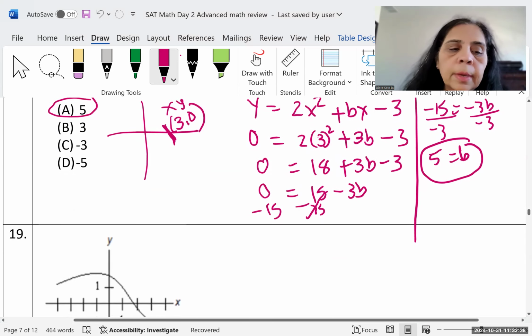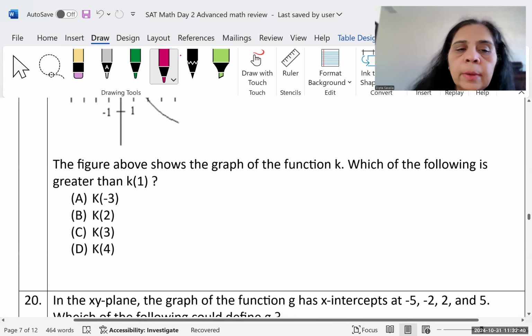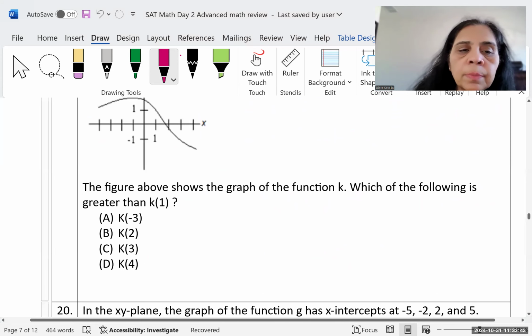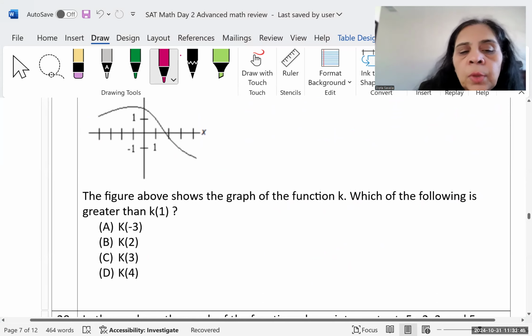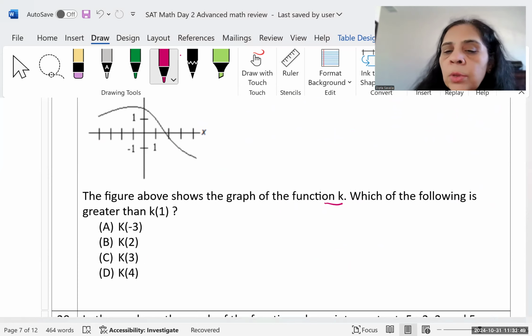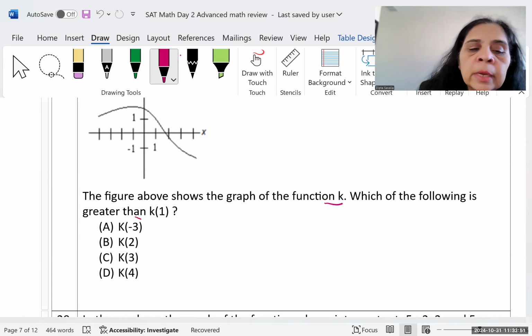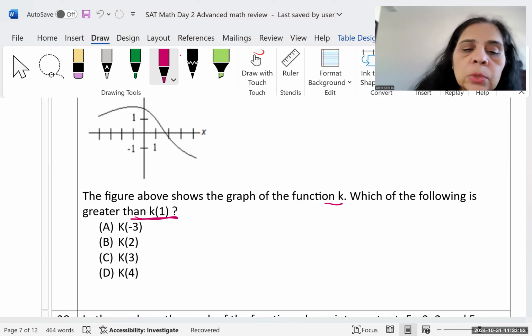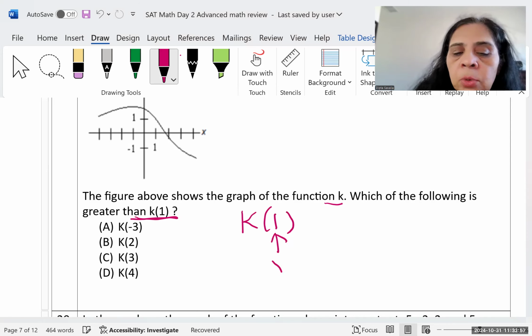Okay. Number 19. Look at this. We have given its graph, right? The figure above shows the graph of the function k. Which of the following is greater than k of 1? So k of 1, what does that mean? That is your x value. It says greater than.